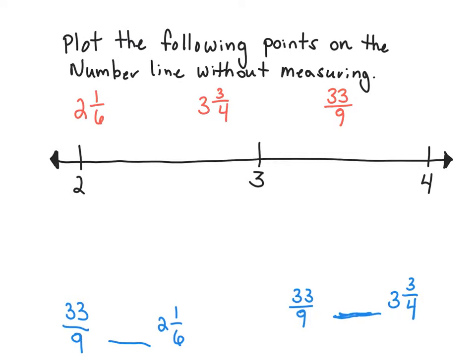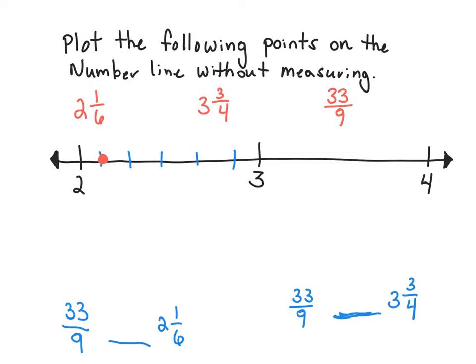So let's look at 2 and 1/6. Well, we know it's after 2. So we're going to split this number line into 6. 1, 2, 3, 4, 5, and because the 3 would be 6, 6. And where would that live? That would live right about here. That's where 2 and 1/6 would go.